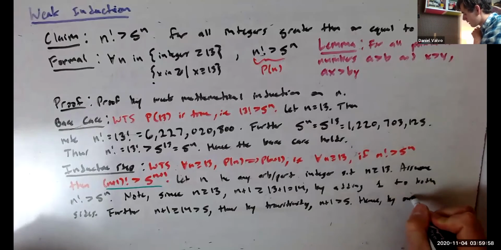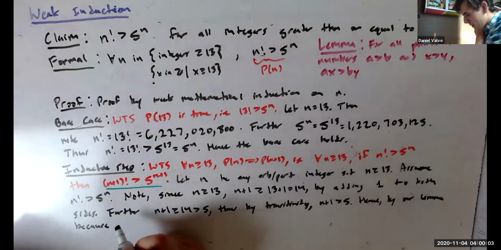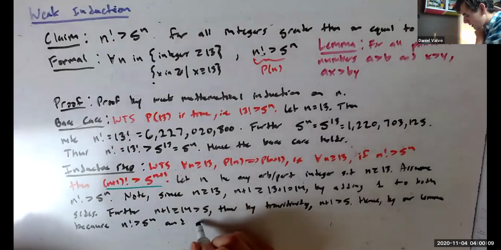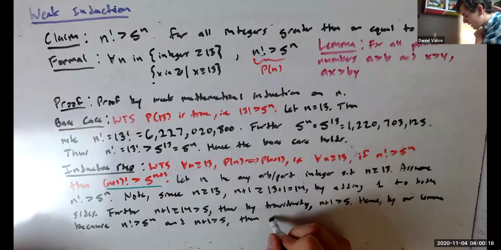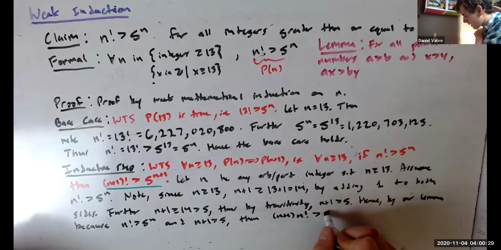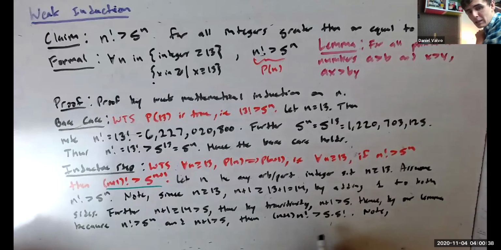Hence, by our lemma, because n factorial is greater than 5 to the n, and n plus 1 is greater than 5, then n plus 1 times n factorial is greater than 5 times 5 factorial. So that's the big idea right there using the lemma.